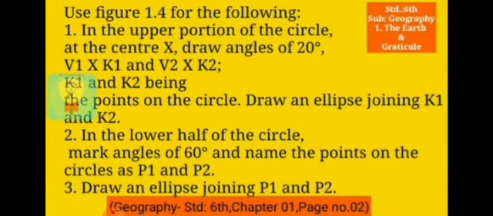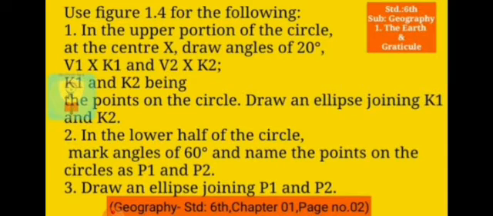Use figure 1.4 for the following. In the upper portion of the circle, at the center X, draw angles of 20 degrees, V1 X K1 and V2 X K2. K1 and K2 being the points on the circle, draw an ellipse joining K1 and K2.